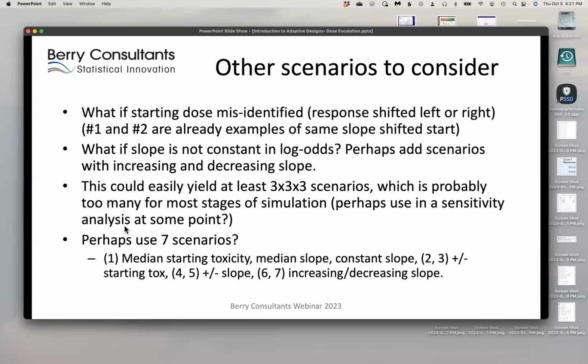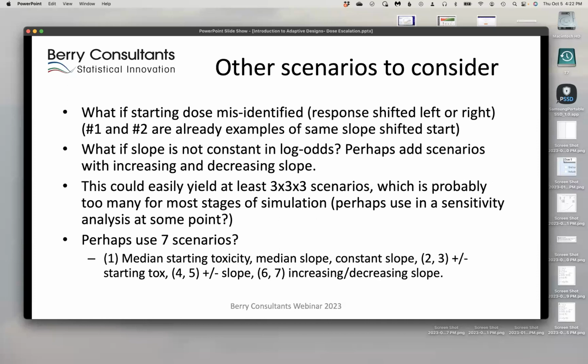So maybe a central core would be, well, obviously we'll have a scenario with the median expected starting toxicity at the second dose, the median expected slope, and that the slope is constant. And then we could create 6 scenarios off of that. The first 2 where we change the expected starting toxicity at the starting dose, a couple where we change the slope, and a couple where we vary the median slope and make it increasing or decreasing.